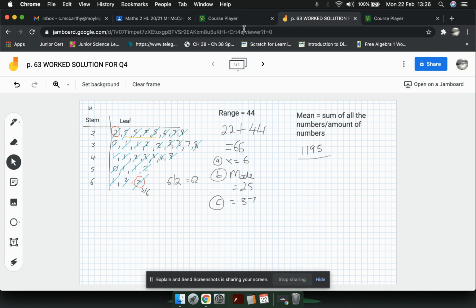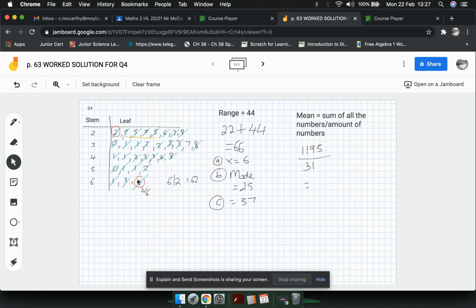Now, can we work out the amount of numbers? You can, and you can simply do that by adding up all the numbers. So when you add up all of these numbers here, and don't forget to include this x because that represents 6, you get 31. That's what I got anyway. And when you divide 1,195 by 31, you get 38.54. And in this question, it states round it to 1 decimal place.